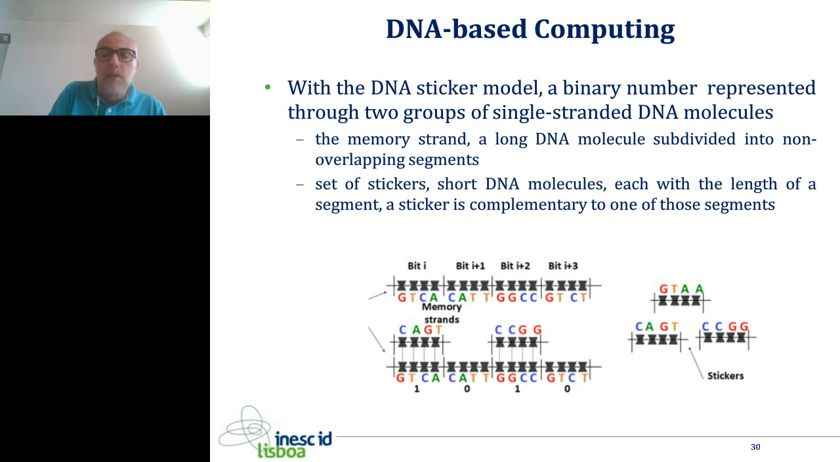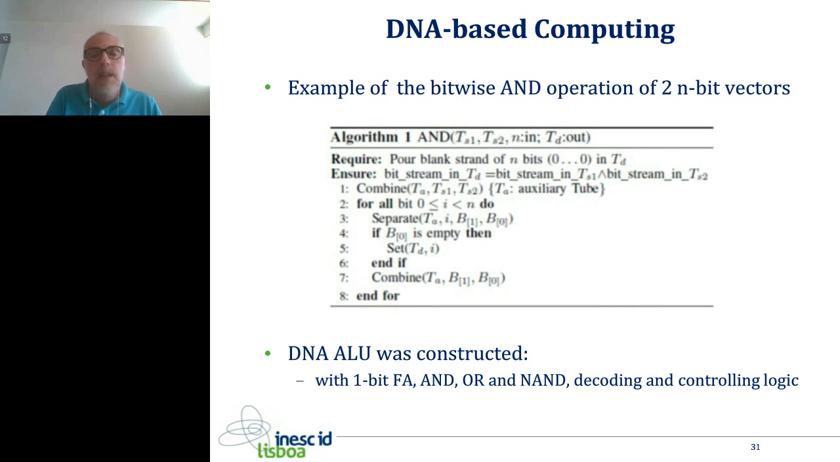To have an idea how to implement algorithms in this type of logic, you have some tubes that have the strands inside. In this case, you have two source tubes, TS1 and TS2, and you have a blank strand of n bits in the destination, which means the destination can be considered a DNA strand with all zeros, with no complementary stickers. Then you combine both strands in an auxiliary tube, and then you go bit by bit and apply an operation that we call separate, that goes to the bit in the strand, and if this bit is 1, it goes to the tube B1, and if it is 0, it goes to the tube B0.